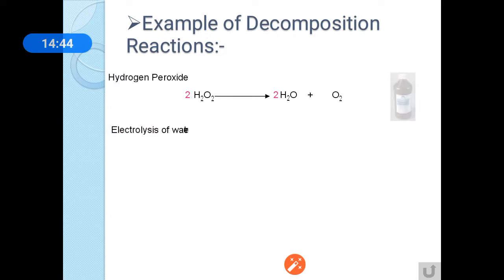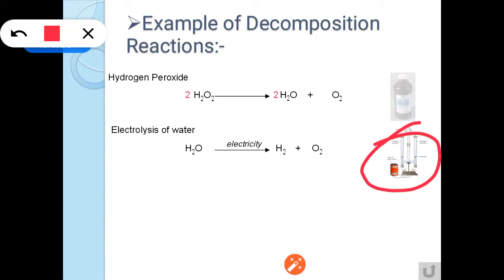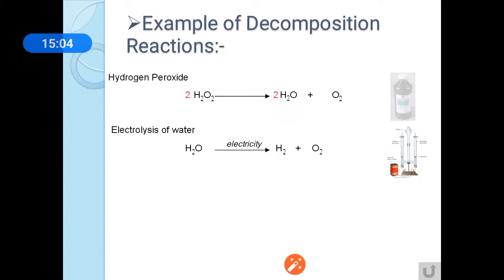So then another example, we'll take the electrolysis of water. Electrolysis of water means the decomposition of water in the presence of electricity. This diagram is also given in your NCERT book. When H2O is electrolyzed, meaning when electricity is passed through water via two electrodes, known as anode and cathode, then what will happen?